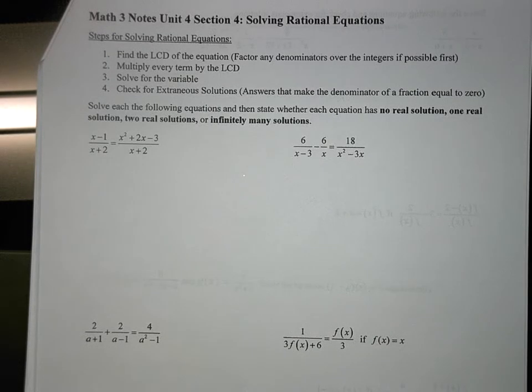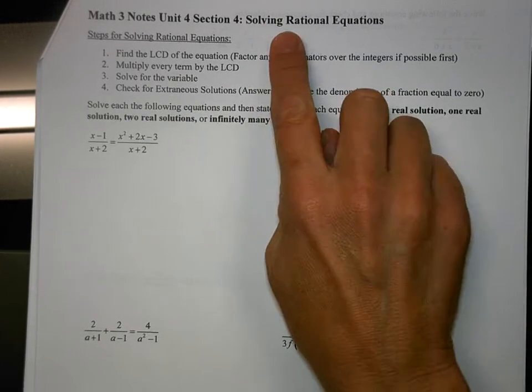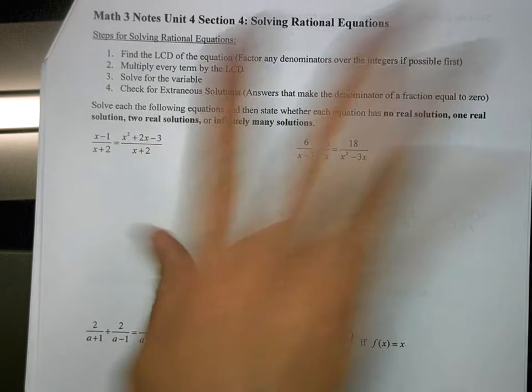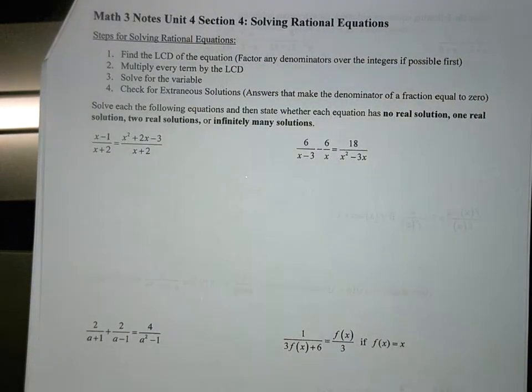Math 3, Unit 4, Section 4. We're going to continue with solving rational equations. We are solving because we have an equal sign. So anytime you have an equal sign, you're actually solving for x. You're getting a value for your variable.